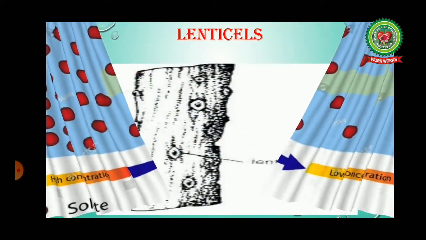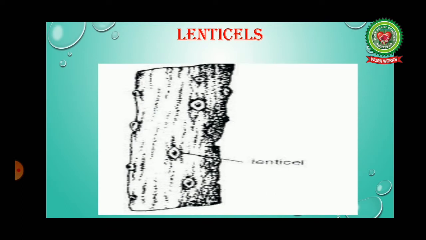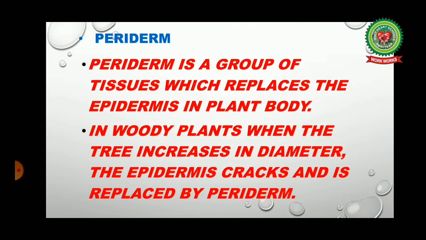First of all, what are lenticels? Lenticels are permanent open pores present in the bark of stem, and that allows gas exchange between the atmosphere and internal tissues through periderm. Now what is periderm? Periderm is a group of tissues which replaces the epidermis in plant body. In woody plants, when the tree increases in diameter, the epidermis cracks and is replaced by periderm.